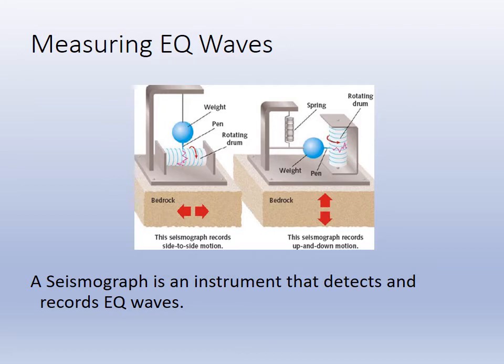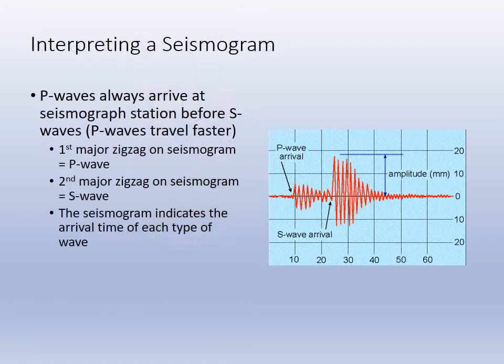A seismograph is the instrument used to detect earthquake waves. P waves travel faster than S waves, so the P waves are the first to reach an earthquake station. The greater the time between the P and S wave, the farther away the earthquake is.